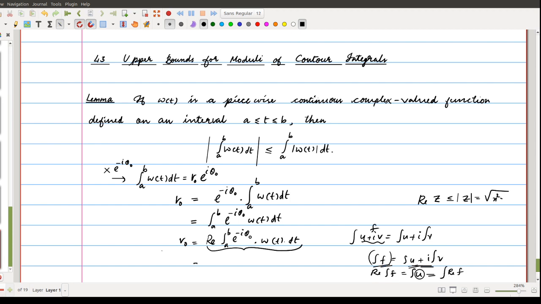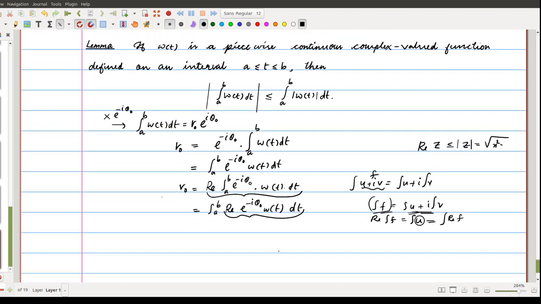So we can write it as the integral from a to b of the real part of e to the power minus i theta naught times omega of t dt. Now we observe this quantity. What we have used here is this result: real part of integral f equals integral u by definition, and u can be replaced by the real part of f, because f is u plus iv, so u is the real part of f. That's why we write this expression as the integral from a to b of the real part of this.